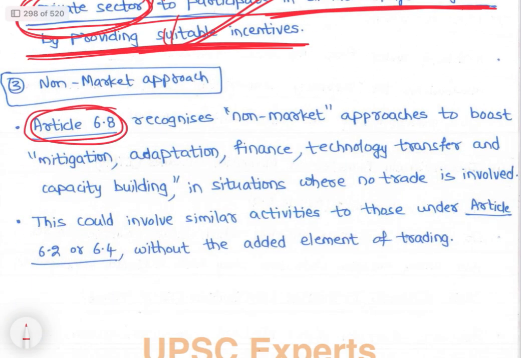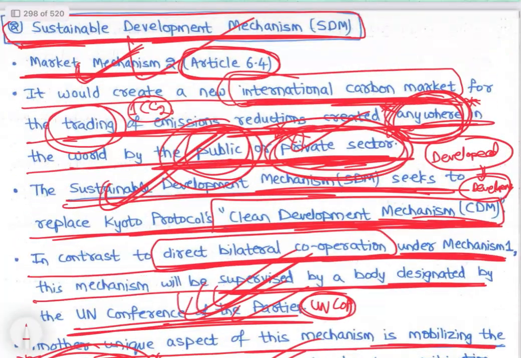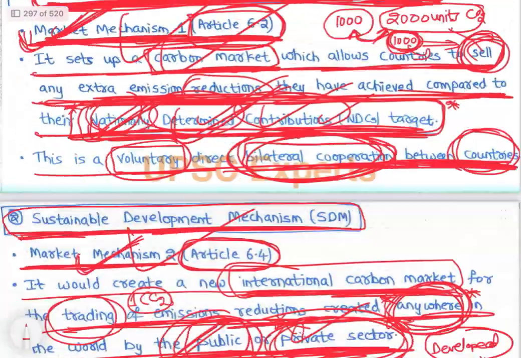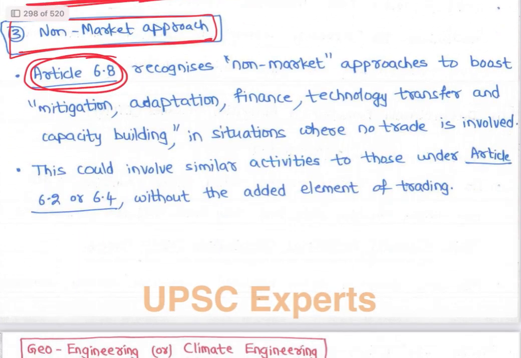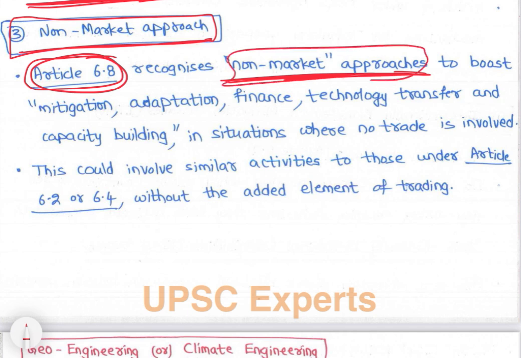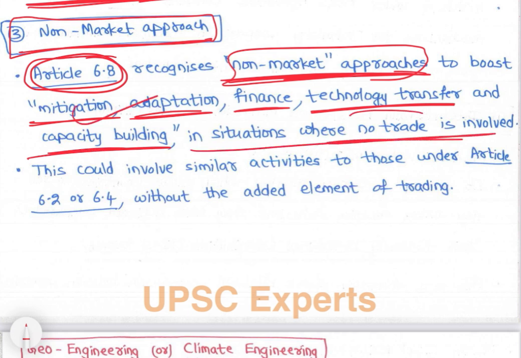Next is the third, that is the non-market approach, right? दो market approaches, इधर भी market है, and here also market, carbon market created. So third is the non-market approach. Article 6.8 recognizes non-market approaches to boost mitigation, adaptation, finance, technology transfer, and capacity building in situations where no trade is involved.